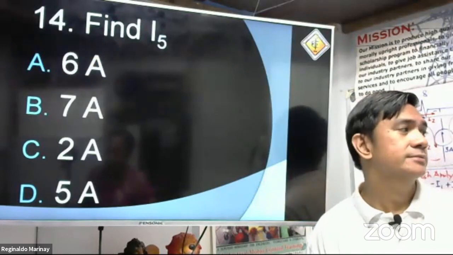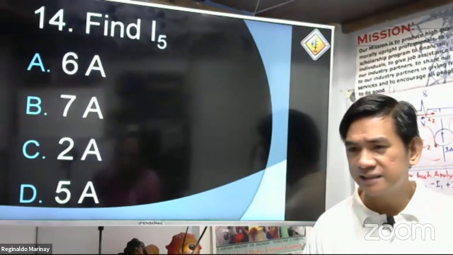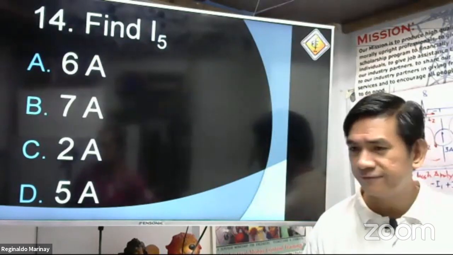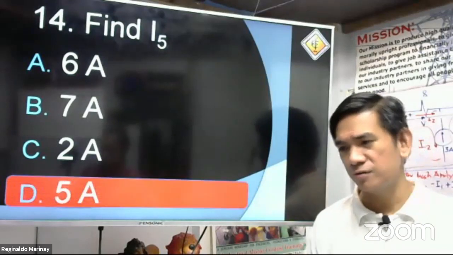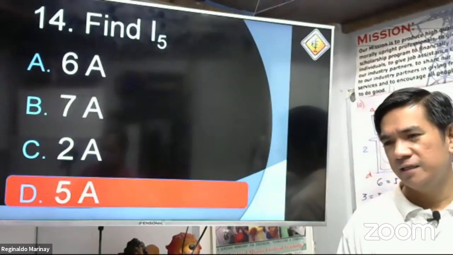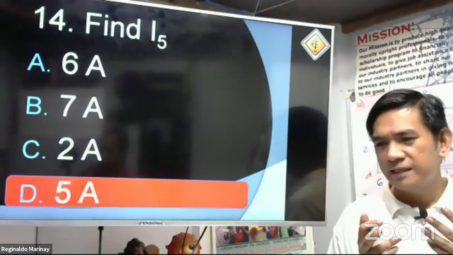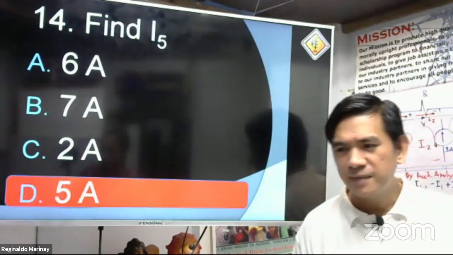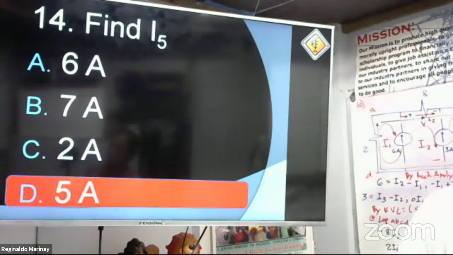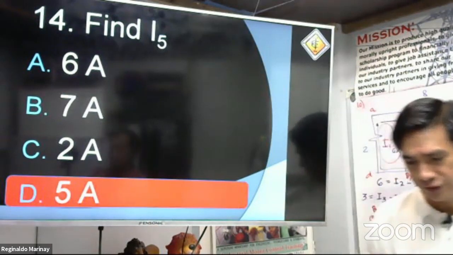And then, for number 14, the last item, we have here 5 ampere. There you are. Okay. There you have it. That is the Maxwell's Mesh Part 2 regarding the SuperMesh.